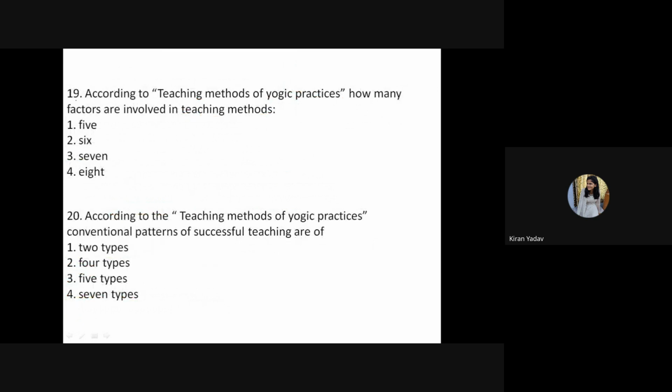Next, according to teaching methods of yogic practices, how many factors are involved in teaching methods? 1, 5; 2, 6; 3, 7; 4, 8. Ma'am, I think five. Ma'am, 2, 6. Okay, 6 and 5, first and second option. Deepam ji and Karthik ji? Don't remember this, ma'am. Factors, ma'am. No, no, let me think. One minute. Okay.